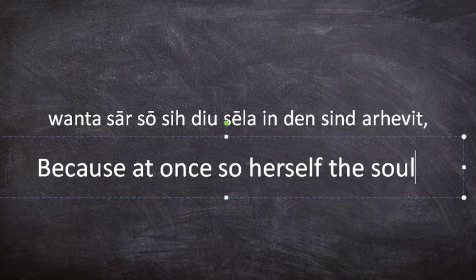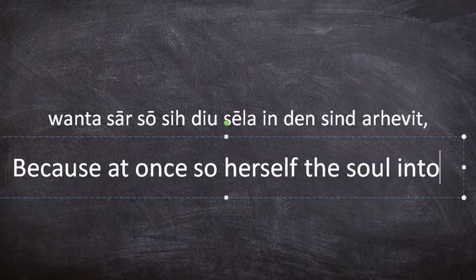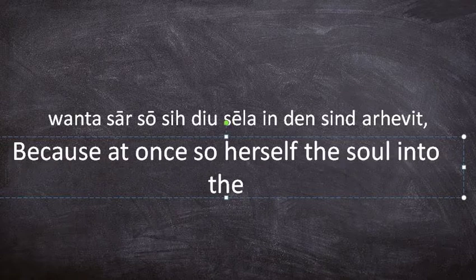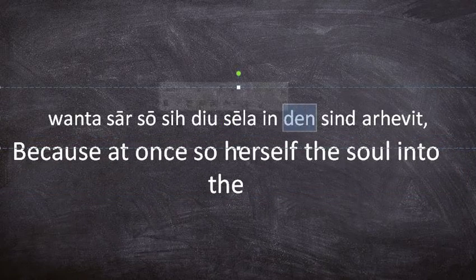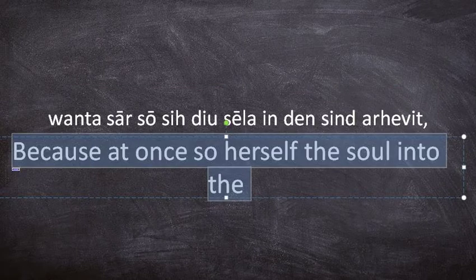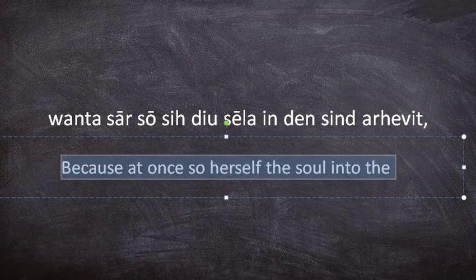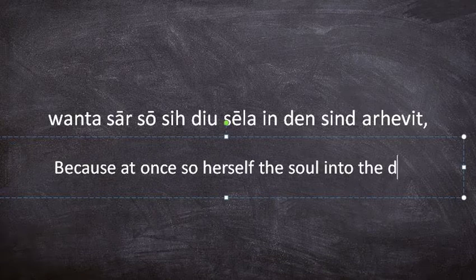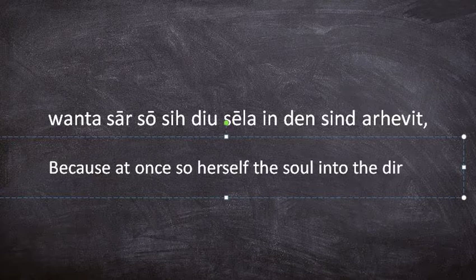Then we got into the, and this is in the accusative, because we had "den" right there in the accusative. And then we got "sinned". When I first saw it, I was like, whoa, is this "sinned" as in part of the verb to be? No, it isn't. It actually means direction or way. So, into the direction.